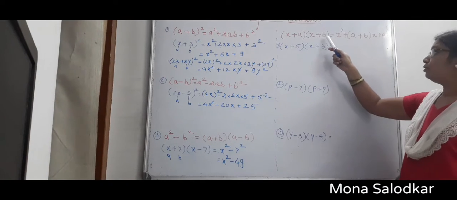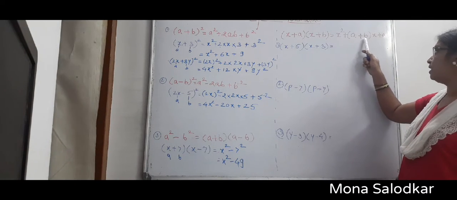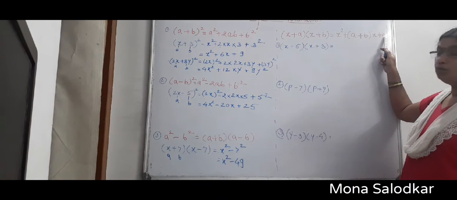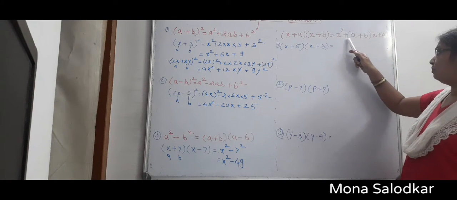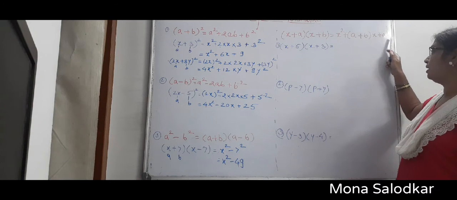(x + a)(x + b) = x² + (a + b)x + ab. What is the answer? x² + (a + b)x + ab.